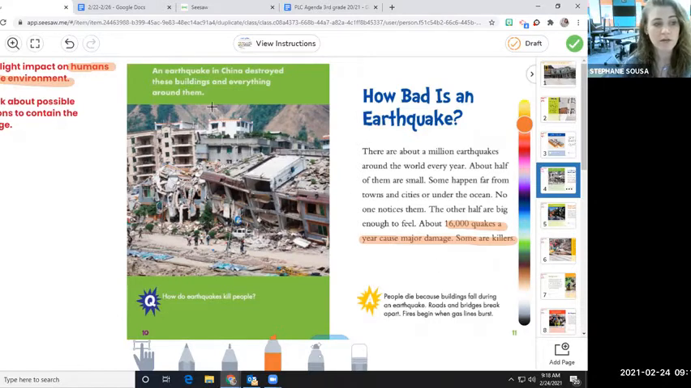So 16,000 earthquakes a year can cause damage. Some of those kill. Okay, that is an impact on humans. Let's look at our photograph here. Our caption says an earthquake in China destroyed these buildings and everything around them.